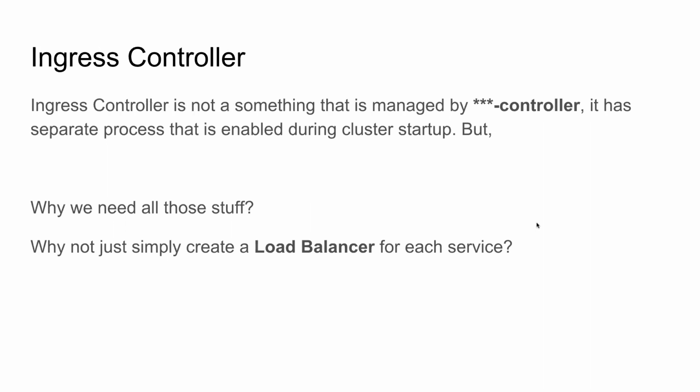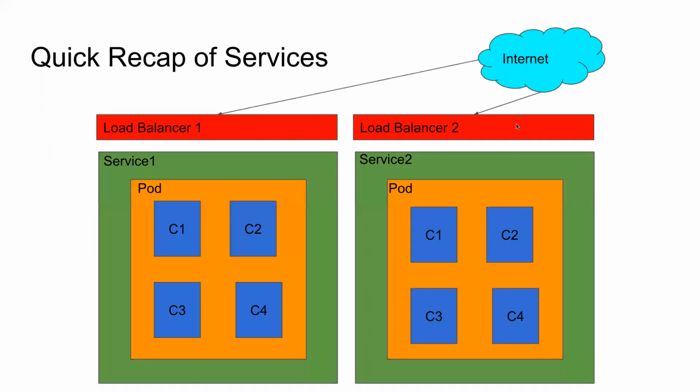But why do we need this Ingress Controller? Why don't we use a load balancer for each service? Okay, let's have a look at this in an example. Let's say that you have two services, service 1 and service 2. Each has specific pods. In order to expose the services to the internet, you can use a load balancer, for example. But if you are on a cloud platform like AWS or Google Cloud, when you create a load balancer per service, you will see that you have a high price at the end of the month.